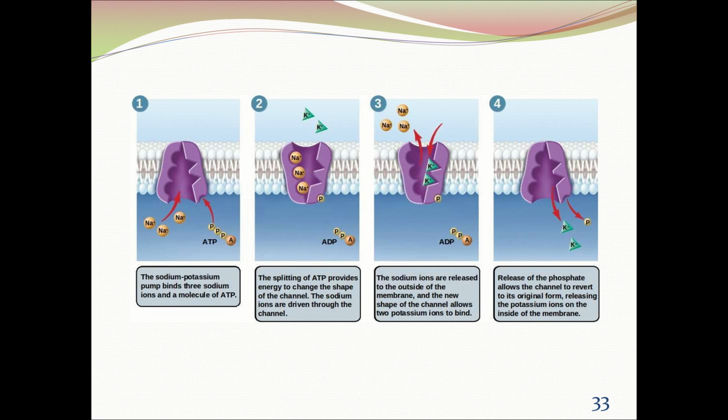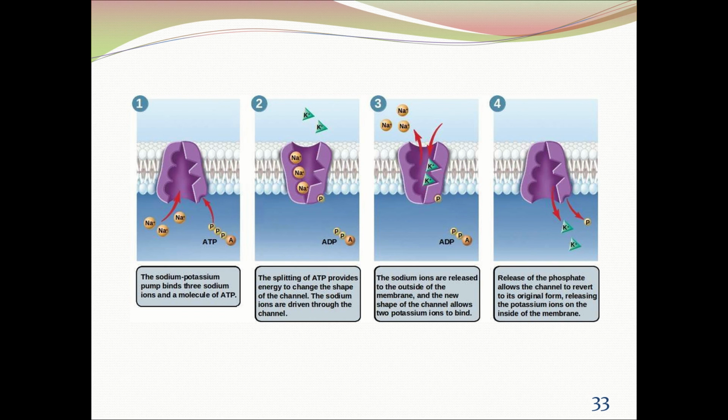In step 1, the sodium-potassium pump binds 3 sodium ions and a molecule of ATP as it's open to the inside of the cell. In step 2, the splitting of ATP provides the energy to change the shape of the channel. The sodium ions are driven through the channel as the pump opens to the outside of the cell.